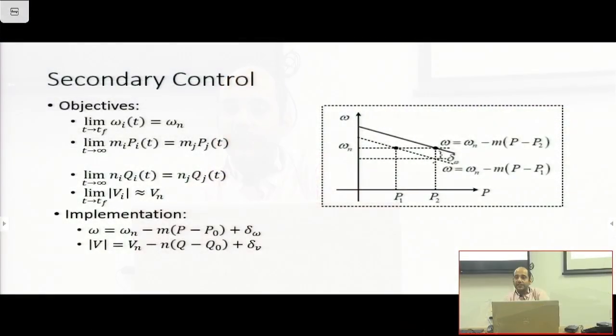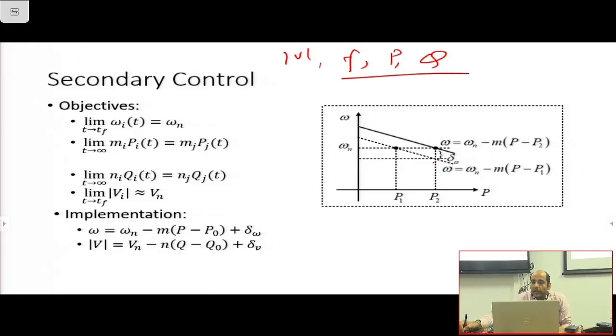Similarly, for reactive power, limit t tends to infinity, ni qi for the ith source becomes equal to nj qj for the jth source. But then there comes the interesting thing. In an AC system, you cannot control four variables: voltage magnitude, frequency, P and Q. You cannot control all these four together. Not possible. You cannot say I want this much power, this much reactive power, this much voltage, and at this frequency. Somewhere you have to give a relaxation.